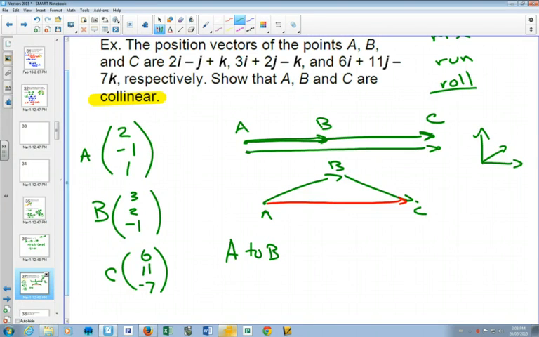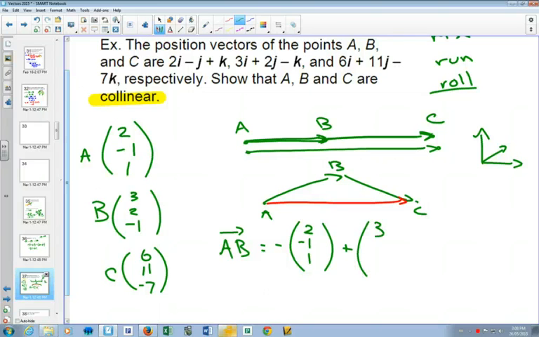A to B is a vector. How would I write vector AB? Well, you'd have to go -A and then go to B. Does that make sense? That A to B as a vector will be -A, 2, -1, and 1, plus B, 3, 2, and -1. And A to B as a vector will come out as 1, 3, negative 2.